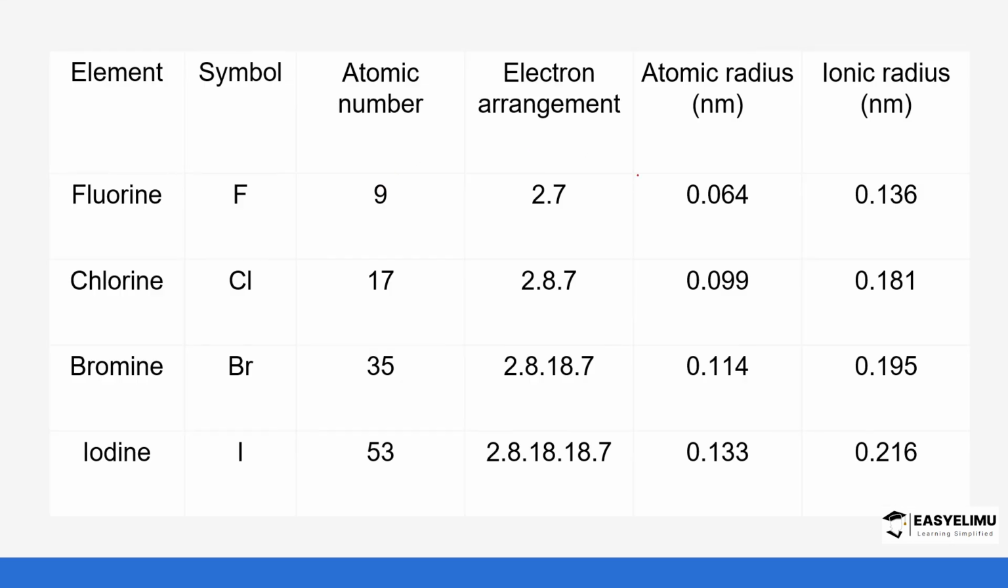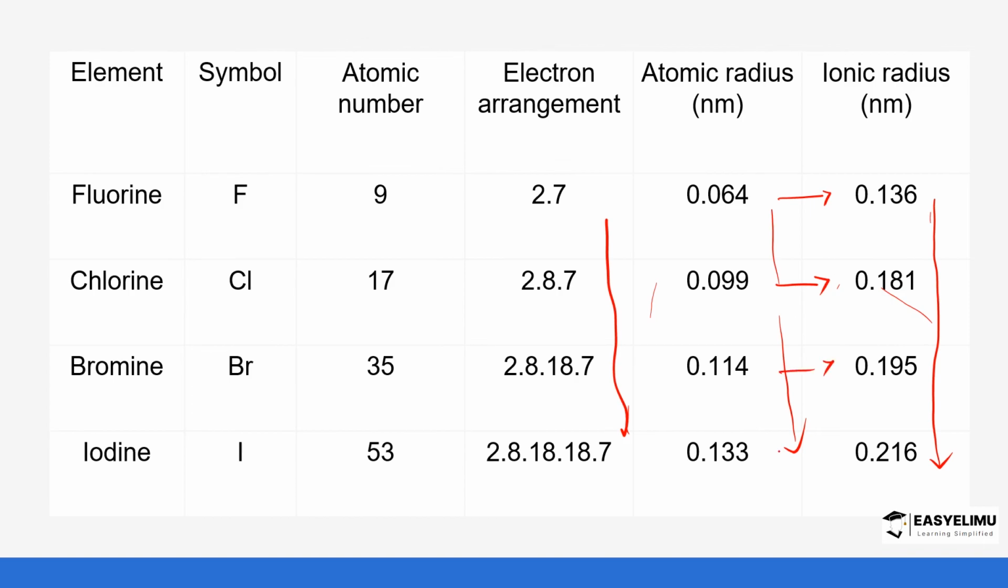So you can see the configuration is increasing down the group as we had discussed. The atomic radius is also increasing down the group as we had discussed. The ionic radius is increasing down the group as we had discussed. If you look across, you notice the ionic radius is larger than the atomic radius, as well as in chlorine, in bromine, and also in iodine. You can see the ionic radius is larger.